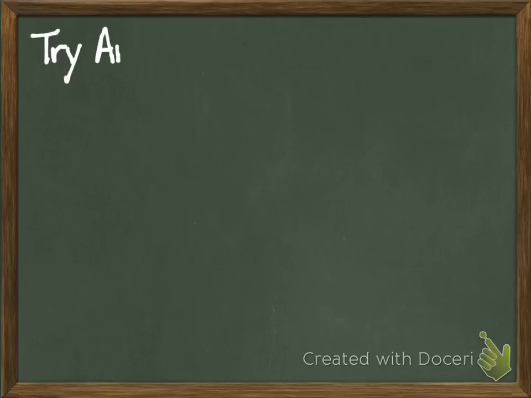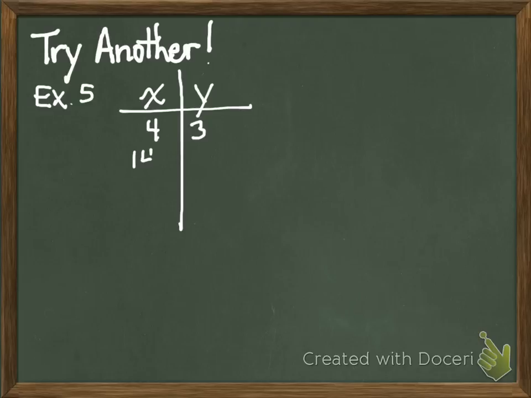All right, how about another one? Try this one. Your table of values: 4, 3; 14, 7; 19, 9; and negative 1, 1. 4 pairs of coordinates taken from a graph. The question is, what is the slope of the line represented by this table? Pause the video, give it a go, and then when you're done, press play and see if your work looks like mine.